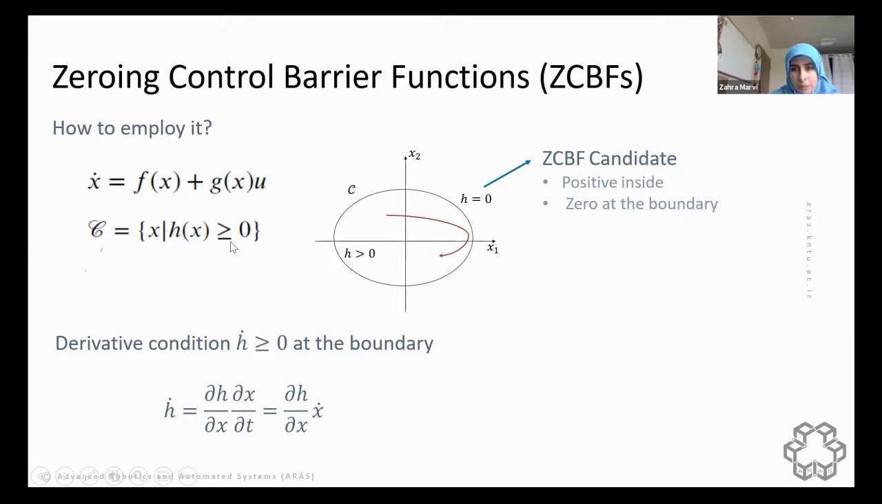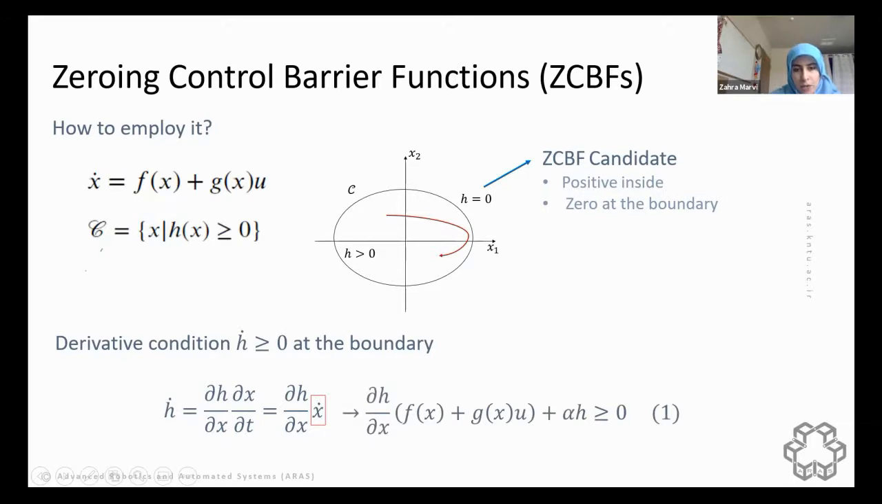There are two types. This one is a zeroing barrier function. So finding a zeroing barrier function candidate is very easy. But it's not enough. We need to make sure that the derivative condition at the boundary is satisfied as well. So we write the derivative of h, which is the partial derivative with respect to x, times the derivative of x with respect to t. And here is where the system dynamics appear.